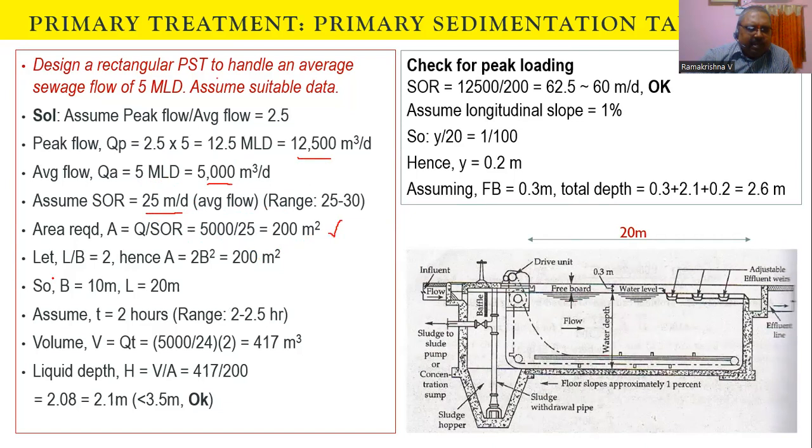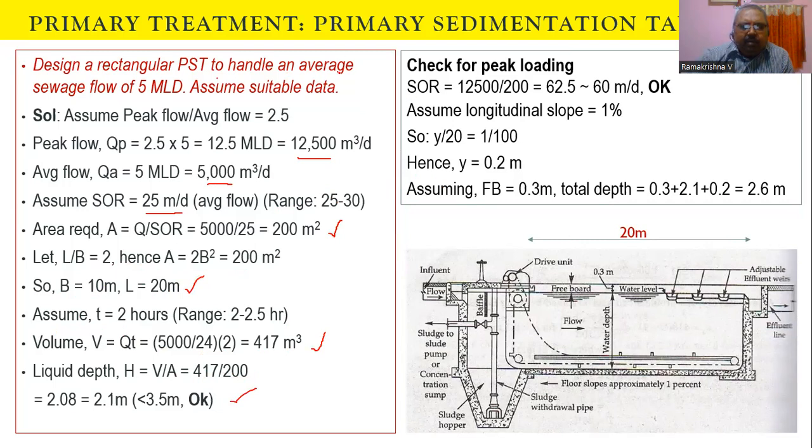Now as per the guidelines, we can have L by B ratio up to 2. We are having some numbers like 1.5 to 7.5. I'm taking 2 here. So area A is equal to L into B, that is equal to 2B square, which is equal to 200 square meters. So B is equal to 10 meters and L is equal to 20 meters. And if we assume the time is equal to 2 hours, volume is equal to 417 meter cube, and the liquid depth is equal to volume by area, which is around 2.1 meters.